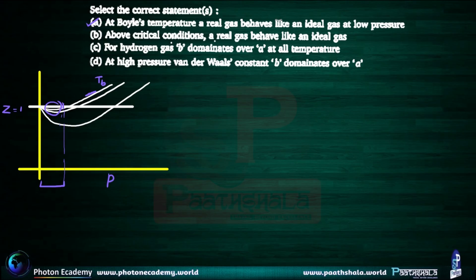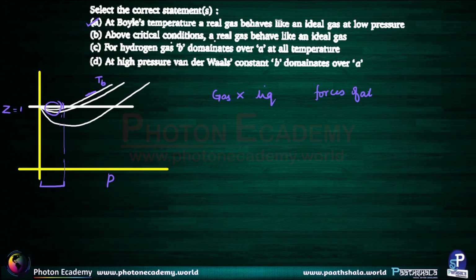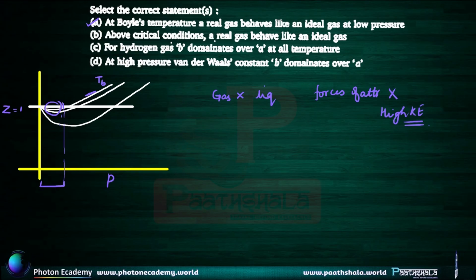Above critical conditions, a real gas behaves like an ideal gas. Now when we talk about situations above the critical conditions, we say that the gas cannot be liquefied, right? Because the forces of attraction are not present because of the high kinetic energy above critical conditions. Therefore, since there are no interactions among the particles, it is similar to an ideal gas behavior. Therefore, above the critical conditions, a real gas does behave like an ideal gas.